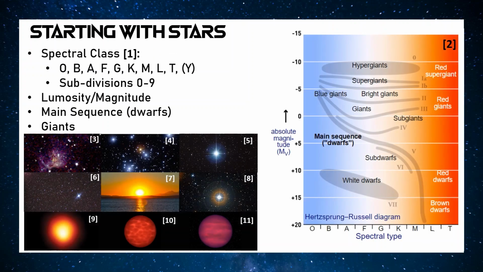Okay, then let's get started with stars. So stars can be defined most broadly using what's called the Hertzsprung-Russell diagram. It tracks spectral type, aka temperature, on one axis and luminosity on the other, so how bright it appears, or how bright it actually is. There is a difference between apparent and absolute magnitude. So this shows the absolute magnitude.